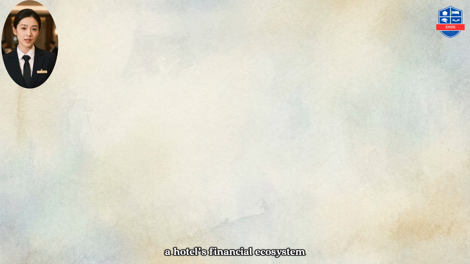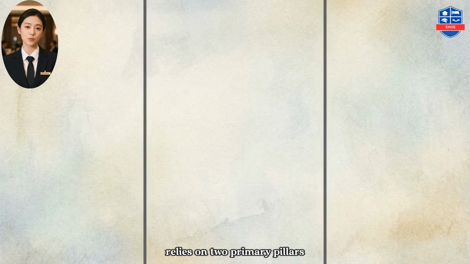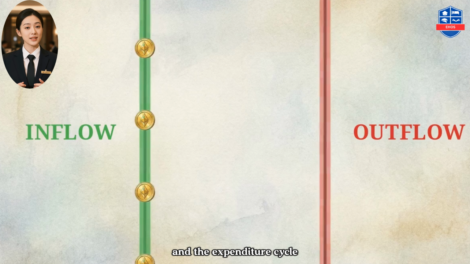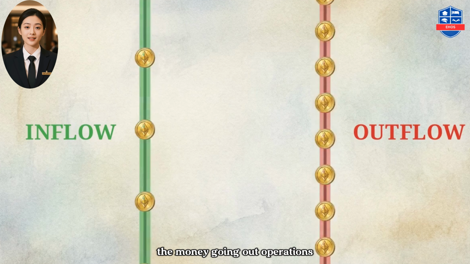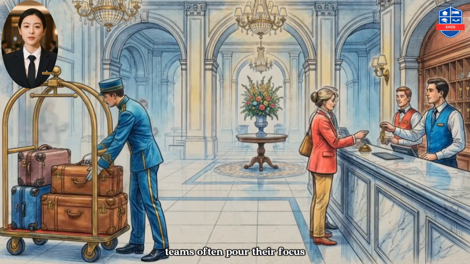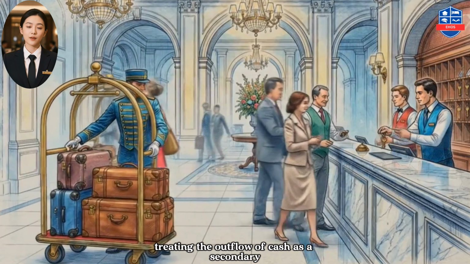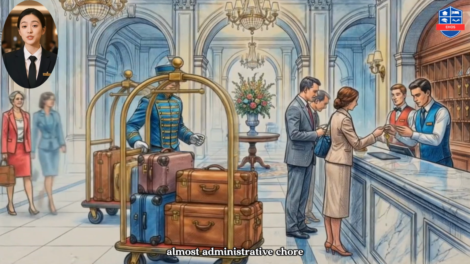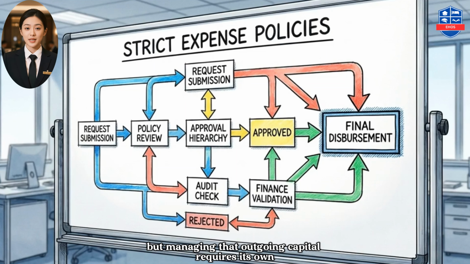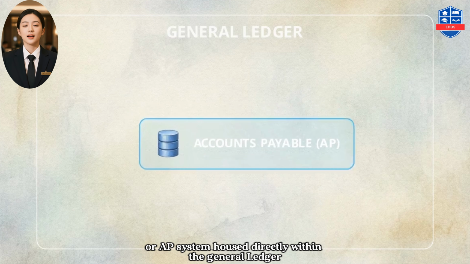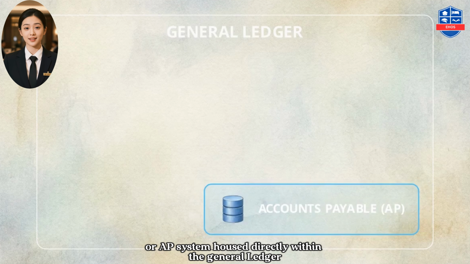A hotel's financial ecosystem relies on two primary pillars: generating revenue, the money coming in, and the expenditure cycle, the money going out. Operations teams often pour their focus entirely into driving that revenue, treating the outflow of cash as a secondary, almost administrative chore. But managing that outgoing capital requires its own formalized governance, handled specifically by the Accounts Payable, or AP, system, housed directly within the general ledger.